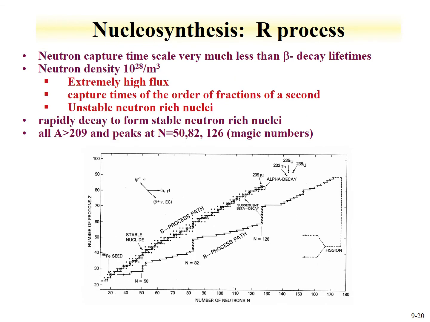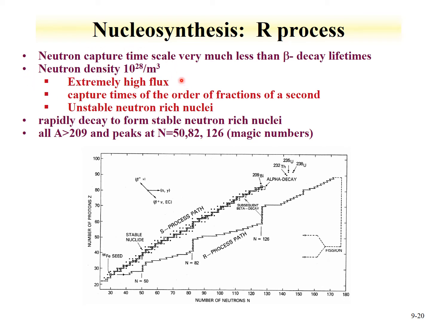The R process is when we have neutron captures on time scales that are shorter than the beta decay. So previously, in the S process, it was slow. After capture of a neutron, the isotope had enough time to decay through beta. Well, in the R process, the capture of the neutron is so rapid that the isotope does not have enough time to decay by beta emission if it's radioactive. This occurs when we have neutron densities on the order of 10 to the 28th per meter cubed.